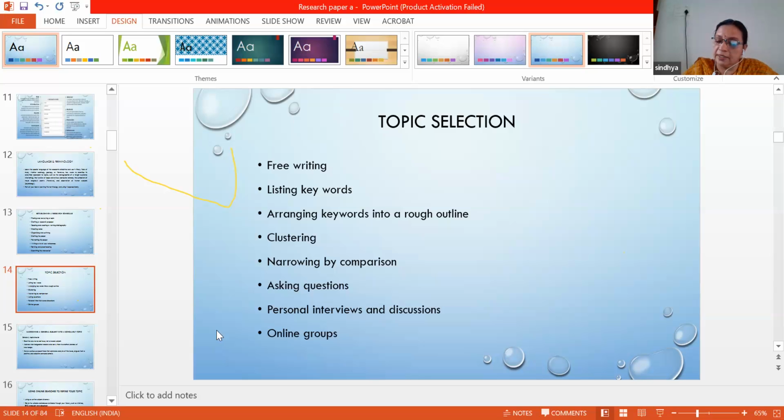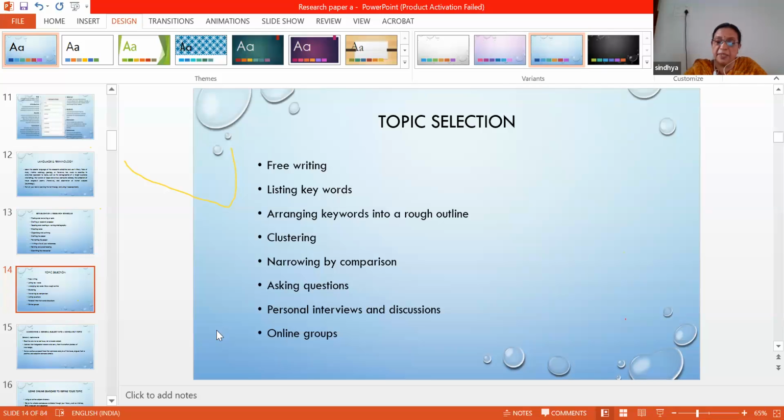If I am studying the adjustment problems of secondary school students, you can cluster the different problems of this group. So the keywords you can cluster based on the sample, based on the context, based on the social environment in which we are conducting the study. All these must be limited. We are delimiting our problems. That is, we are selecting from the listed keywords, a cluster of keywords, and narrowing by comparison.